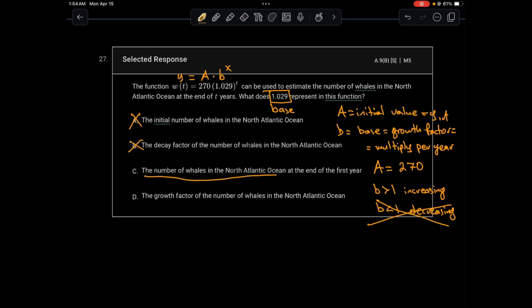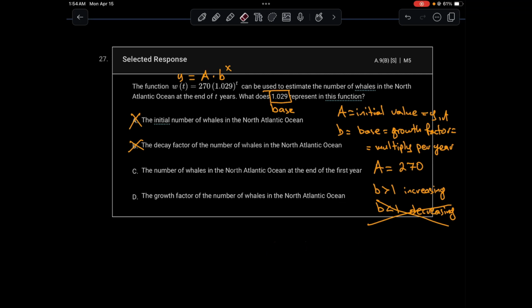Then the number of the whales in the North Atlantic Ocean at the end of the first year. You have to take the initial value and just multiply times the growth factor. That is not 1.029. It would be 270 times 1.029. Okay, so that's not it.